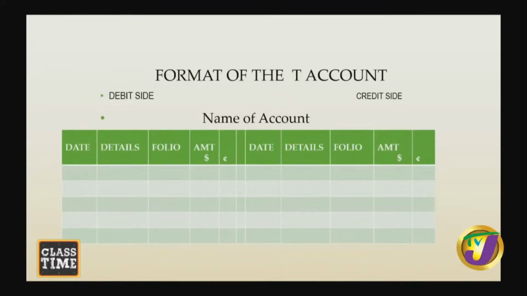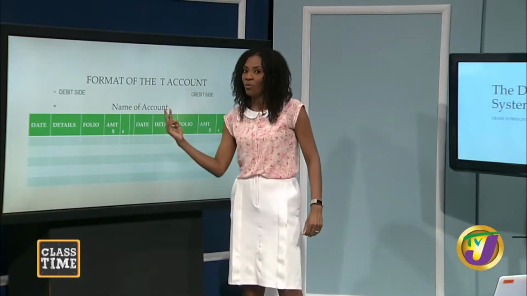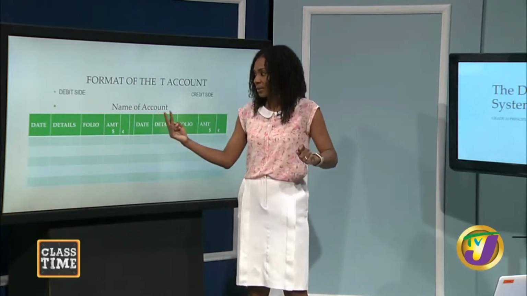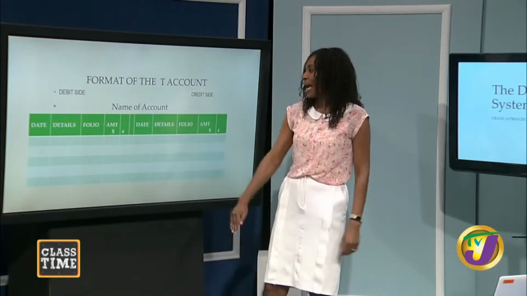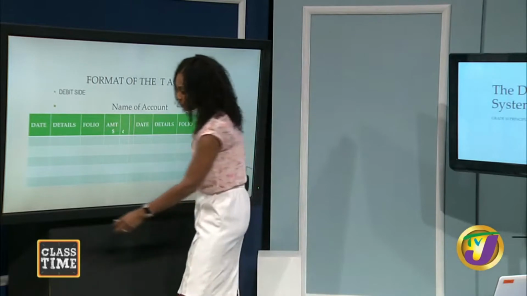Here is a format of the T account. Now, what you basically will recognize is that the T account has 2 sides, as said before. The left side is known as the debit side, standard, it doesn't change. The right side is known as the credit side, standard, it doesn't change. Where you see name of account, you will put the specific name of the item to which the account belongs. Heading, date, details, folio, amount on the debit side, and it is repeated on the credit side: date, details, folio, amount.